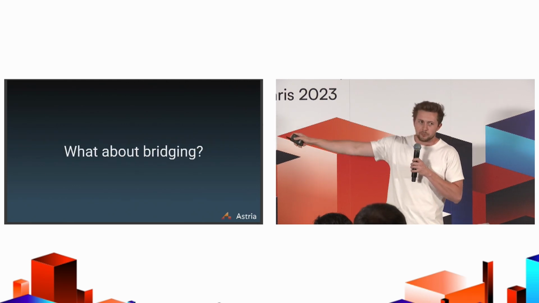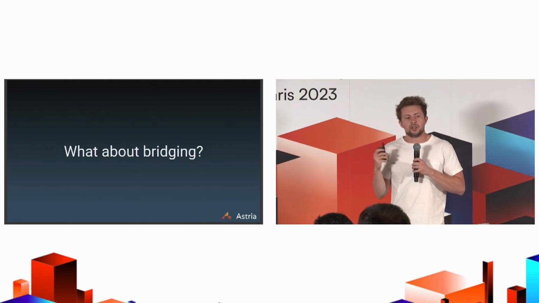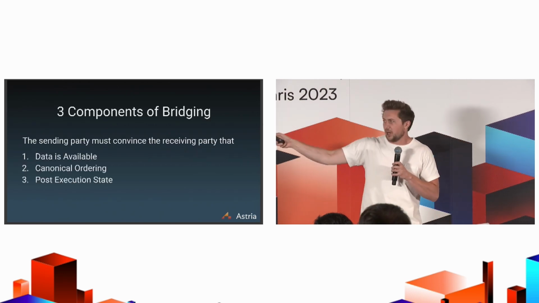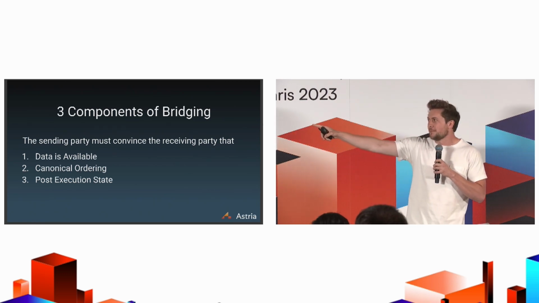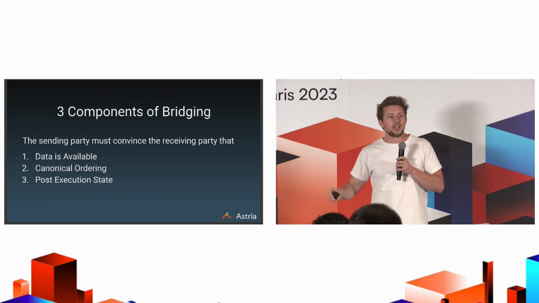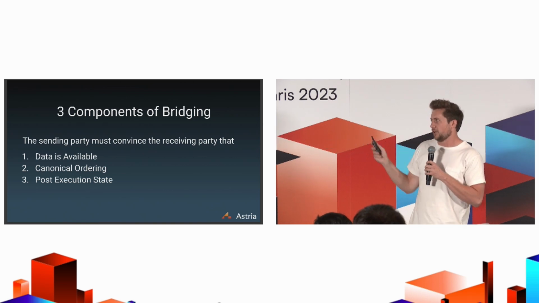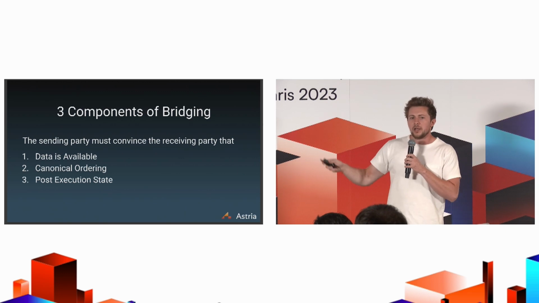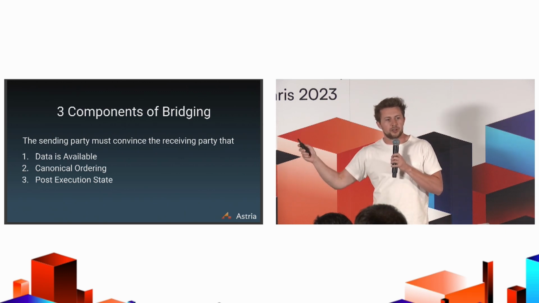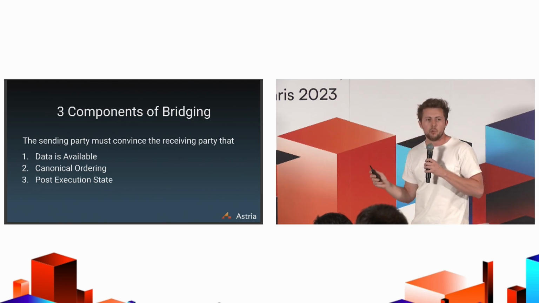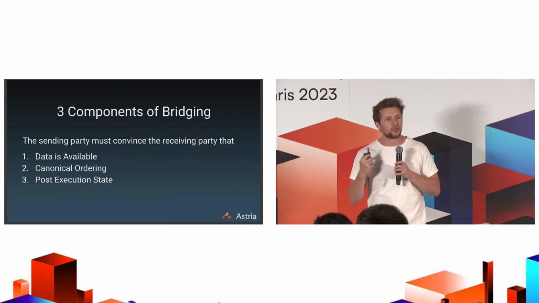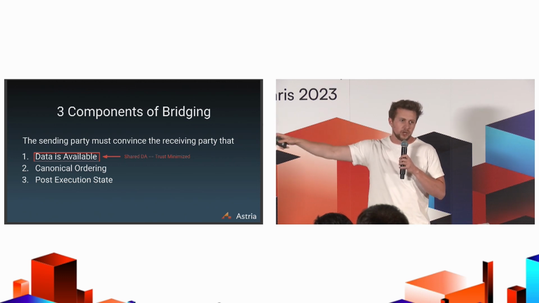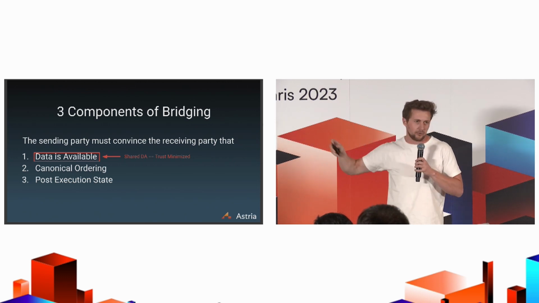So we'll touch on bridging really quickly here, right? We're not doing the execution. So when we go to bridging, is a rollup defined by its bridge? Not answering that question here. But if we say there are three components of bridging, I'm going to argue that bridging is between a sending party and a receiving party. And the key of bridging is that a sending party has to convince a receiving party that the data is available, that there's a canonical ordering, and what the post-execution state is. This is broadly what a contract on the receiving side of a bridge is looking for, right? If the data is available and we have shared DA, we're going to say that's a trust-minimized bridge. We're not going to go too much in depth on that, but that's generally what we're looking at in the rollup sphere.